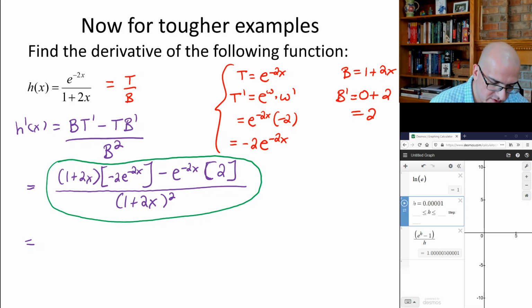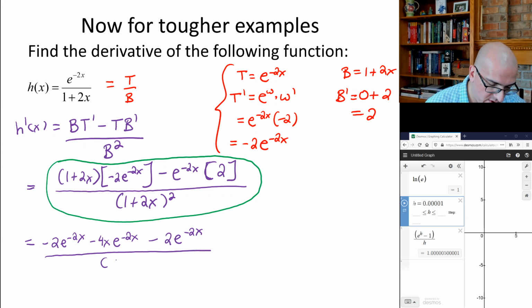Okay, I'll expand first. So I have negative 2 e to the negative 2x, so the multiplication by 1, and then minus 4x e to the negative 2x, multiplication by 2x, and then minus 2 e to the negative 2x, all divided by 1 plus 2x all squared.